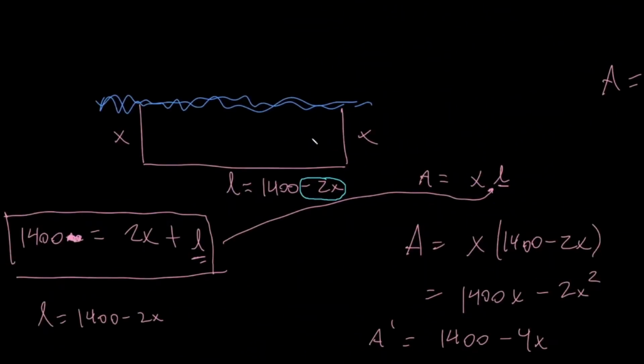Now, the reason here is we have 1,400 meters of fence, and we've used 2x meters, so 1,400 meters will be built of 2x plus the rest. So if I've already used 2x meters, then the rest that I have will be 1,400 minus 2x. For instance, if x is 100, that means I used 200 meters, and that means I have 1,200 remaining. Does that answer your question?